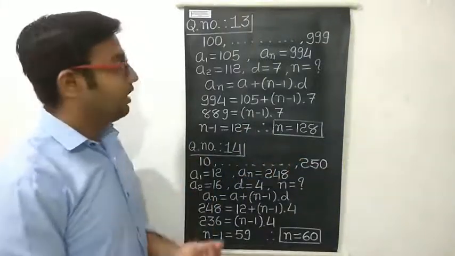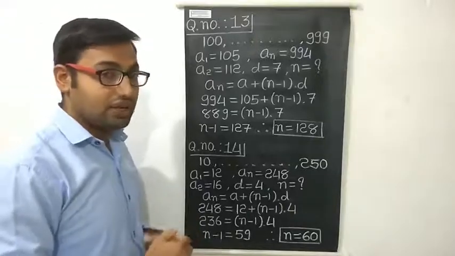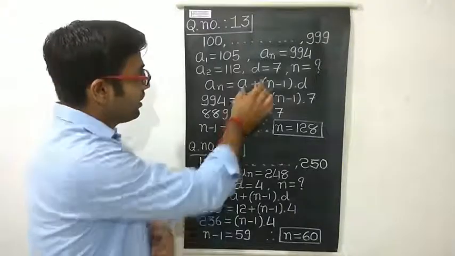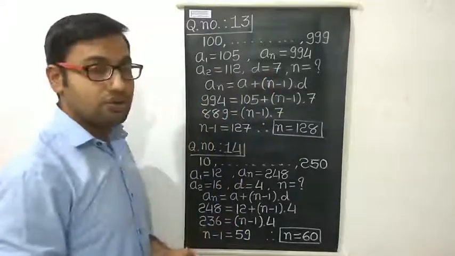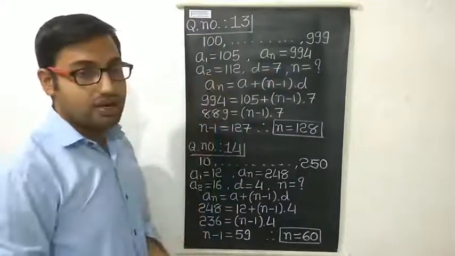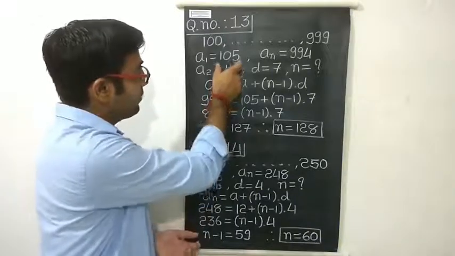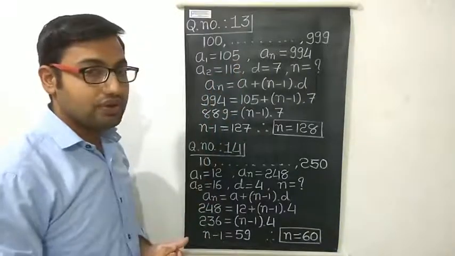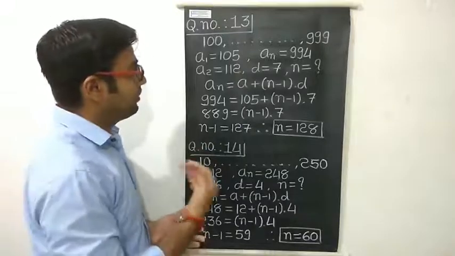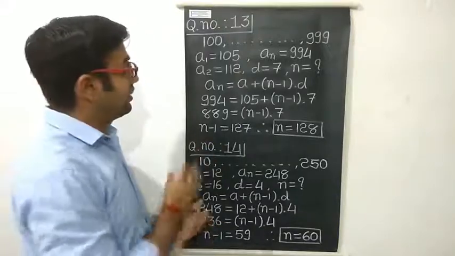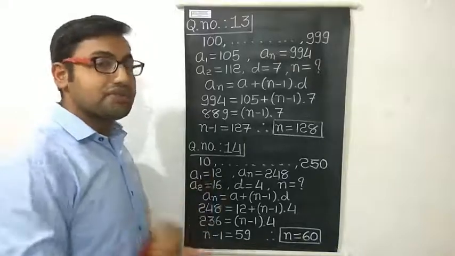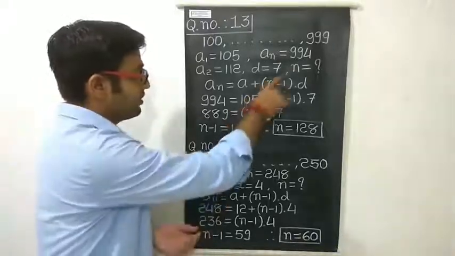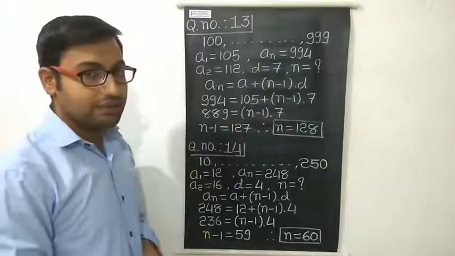Okay, so how to find it? By using the formula that we have studied. See here. Now we know that the common difference is 7, because the first term is 105 and the second term is 112. So the common difference A2 minus A1 is equal to 7. Also, in the question we have to find the numbers which are divisible by 7, so obviously the common difference will be 7.